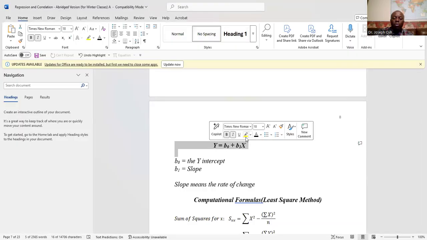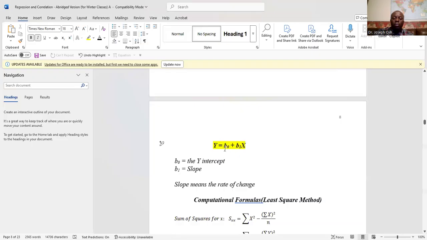Y equals B0 plus B1X, where B0 represents the y-intercept. I'm sure you must have had this from your algebra class. And X is the variable and B1 is the slope.